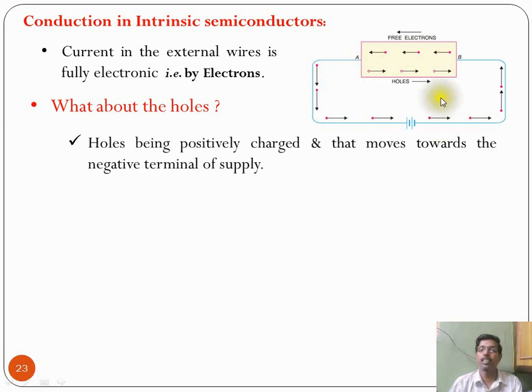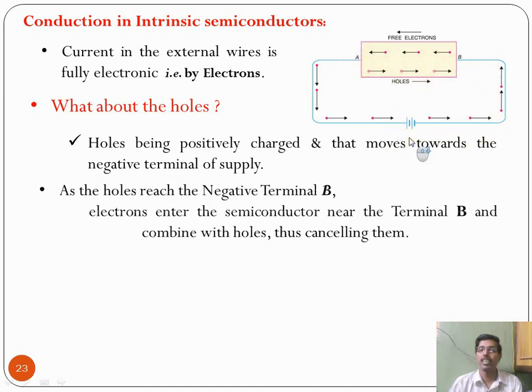Then what about the holes under this condition? Here, these holes are positively charged ions, and they move towards the negative terminal of the battery supply, since the electrons move towards the positive of the supply, and opposite charges attract each other. Based on that principle, the holes are attracted towards the negative of the battery. As the holes reach the negative terminal B, electrons enter into the semiconductor near terminal B, and both combine. That is, these electrons combine with these holes and cancel each other.